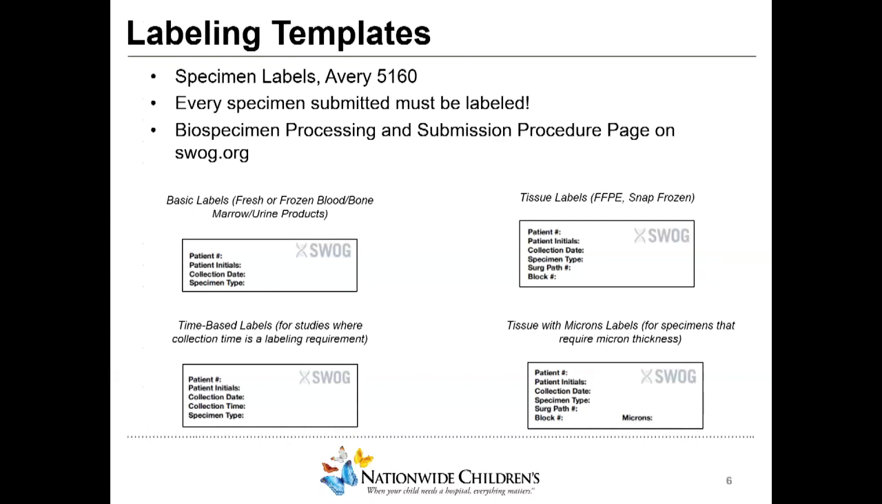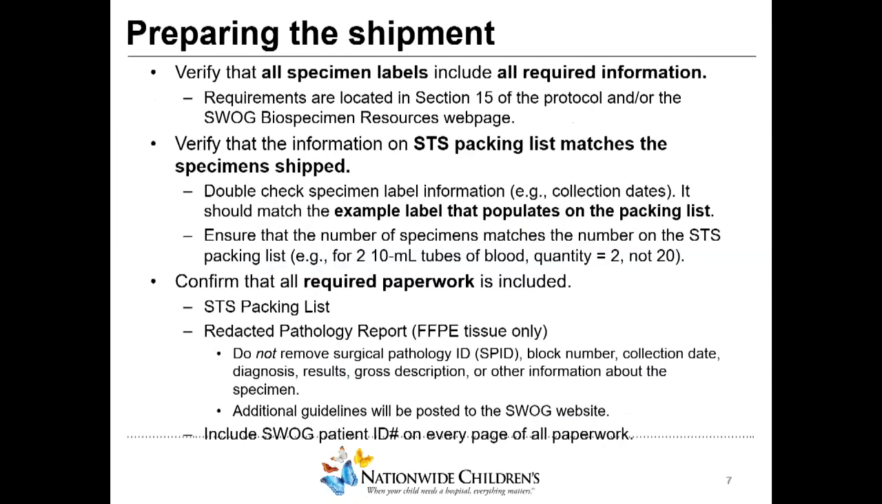As I mentioned previously, there are some convenient labeling templates on the biospecimen processing and submission procedure page on the SWOG website, which can be very helpful in making sure that all the labeling requirements are met for each submission. So once your specimens are collected and you have made sure that they're appropriately labeled, you have your packing list, it'll be time to prepare the shipment.